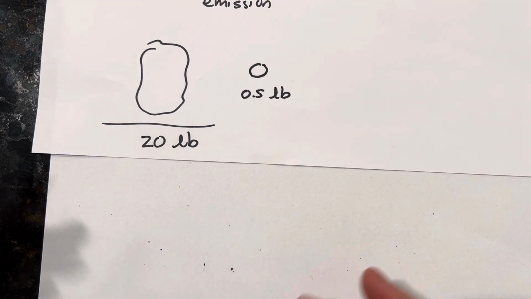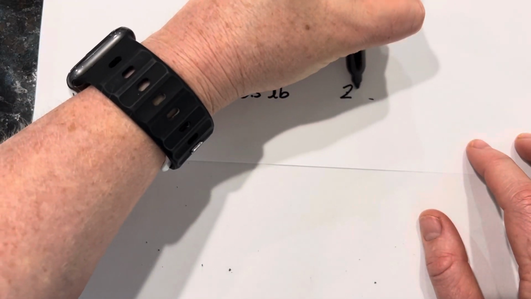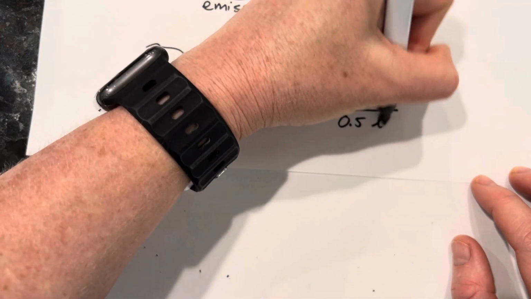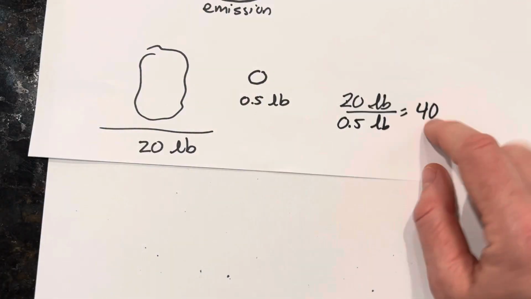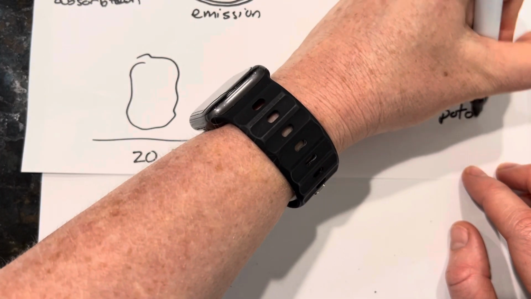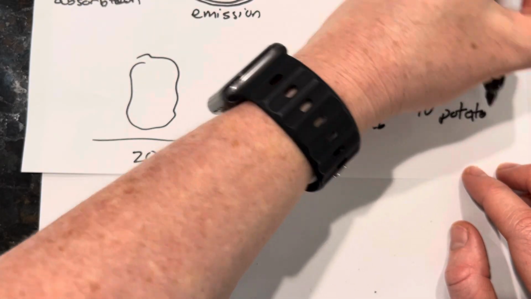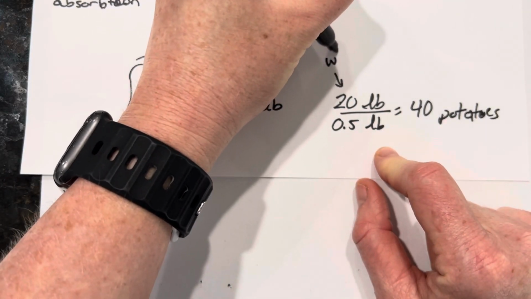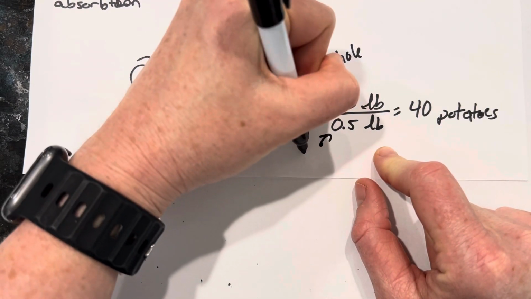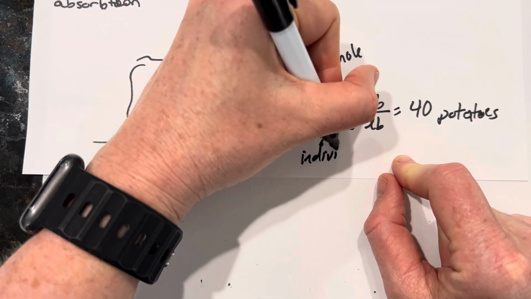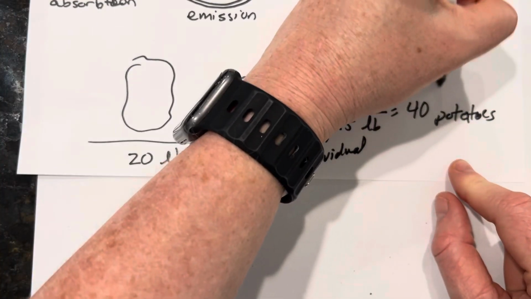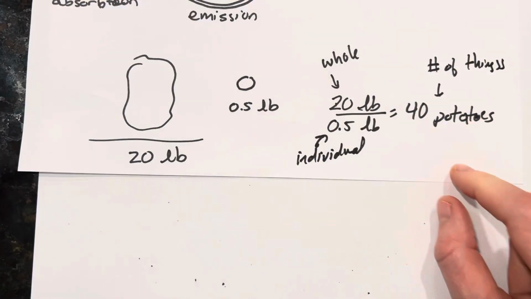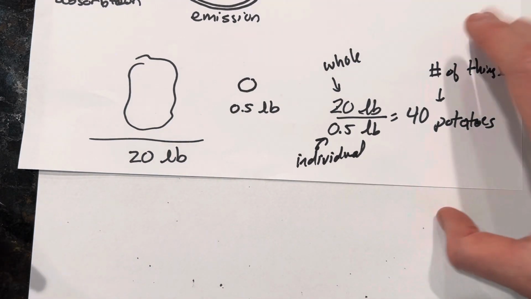Some of you might get it right away because you know that you take the big number, 20 pounds, divide it by the mass of just one of those little things, 0.5 pounds, and you get an answer of 40. There are 40 potatoes in that sack. You took the whole, divided by the individual, and that gave you the number of things. We're going to do the exact same thing over here.